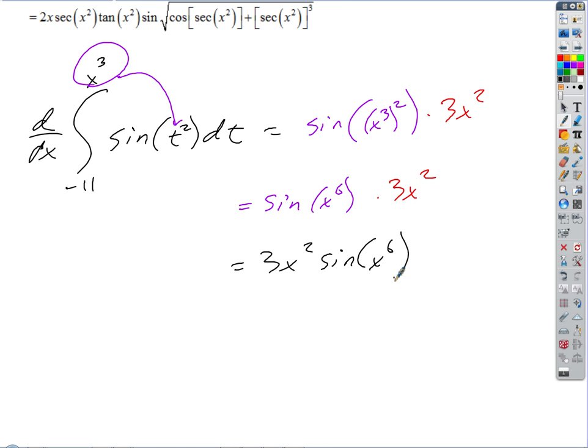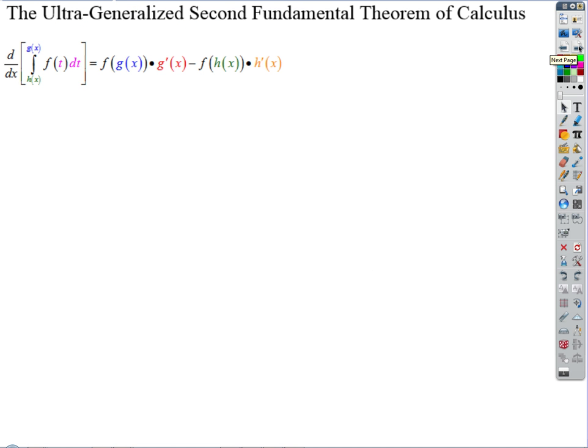There's nothing like this on the test or the homework, but just so you have this for college, you could also do an ultra generalized version of this where you've got functions as the upper limit and lower limit, and this is what it works out to be. You're going to end up with the function evaluated at the upper limit times g prime of x, minus the function evaluated at the lower limit times its derivative, call it h prime of x.